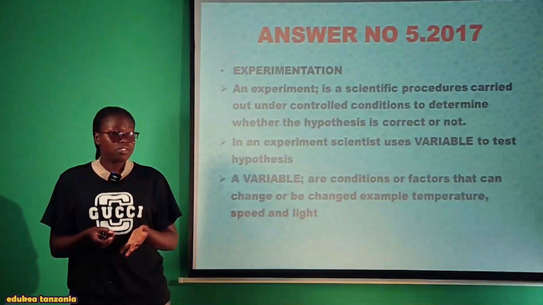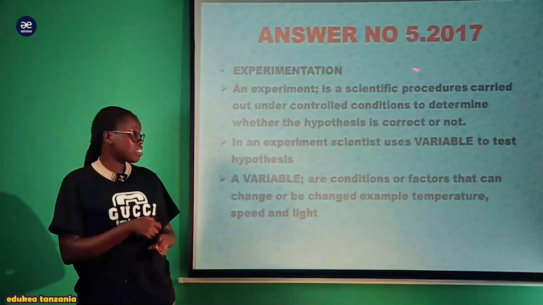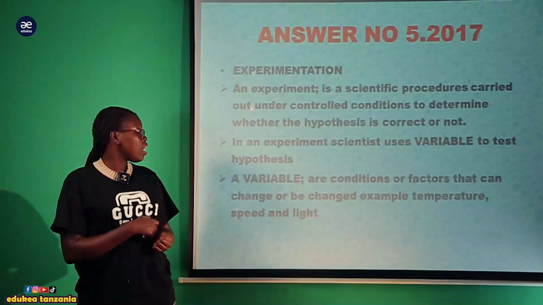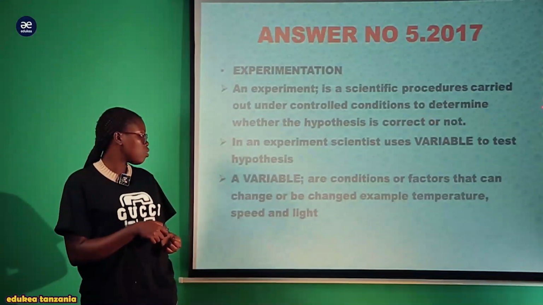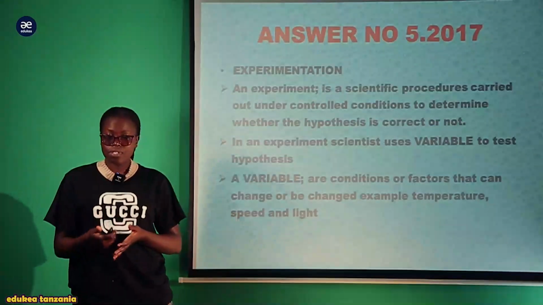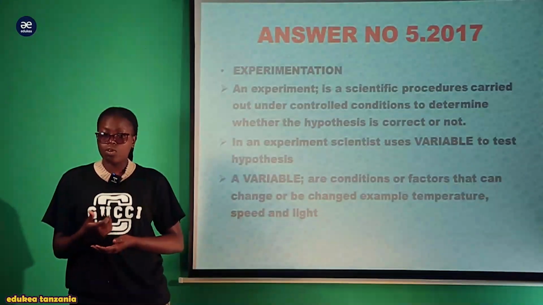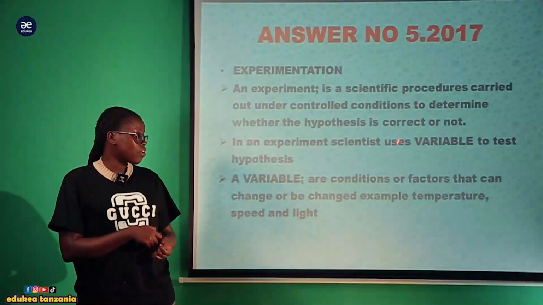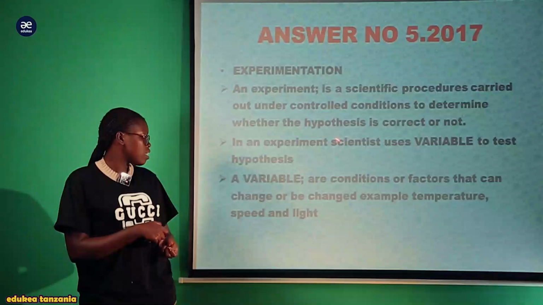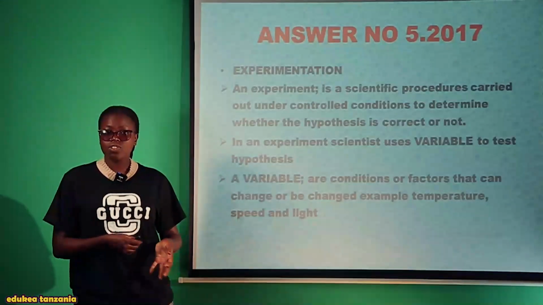hypothesis? So now the experiment is a scientific procedure carried out under controlled conditions to determine whether the hypothesis is correct or not. So this scientific procedure is carried out under provided conditions. These are called variables. So in an experiment, scientists use variables to test the hypothesis, and variables can be either dependent or independent.